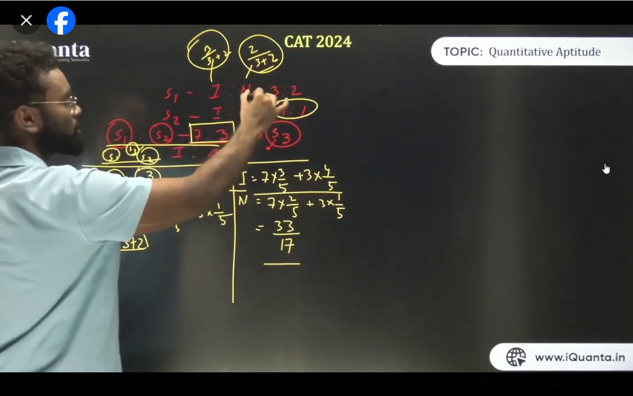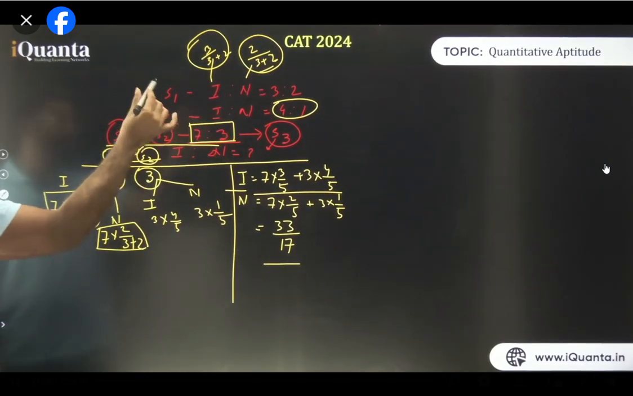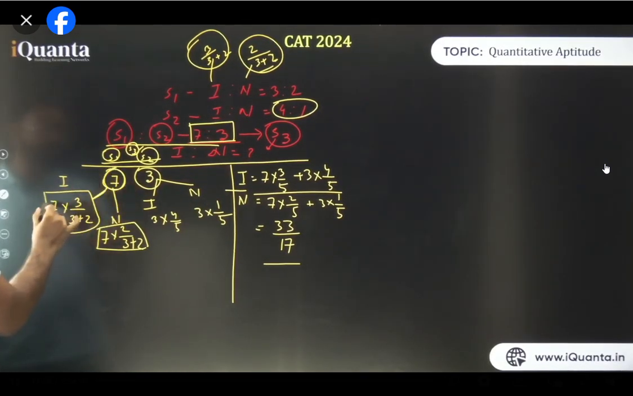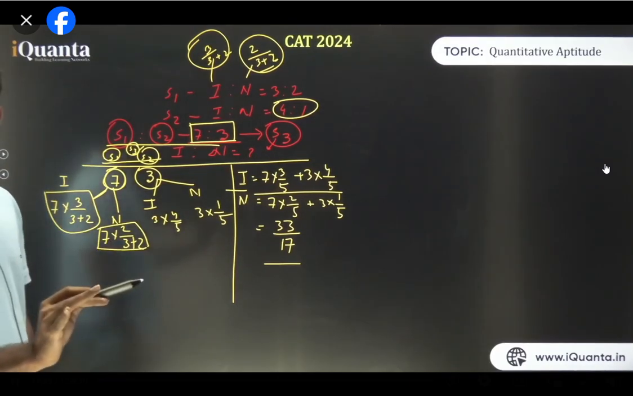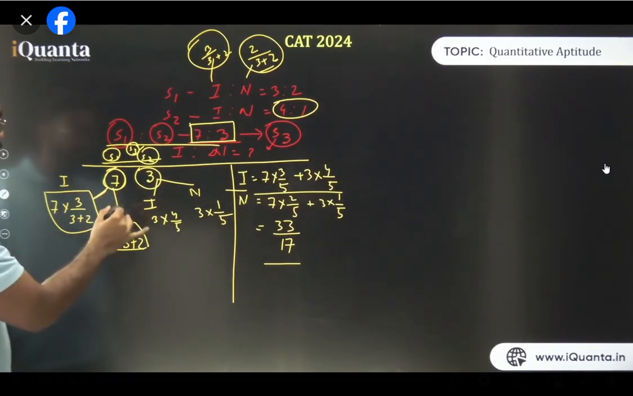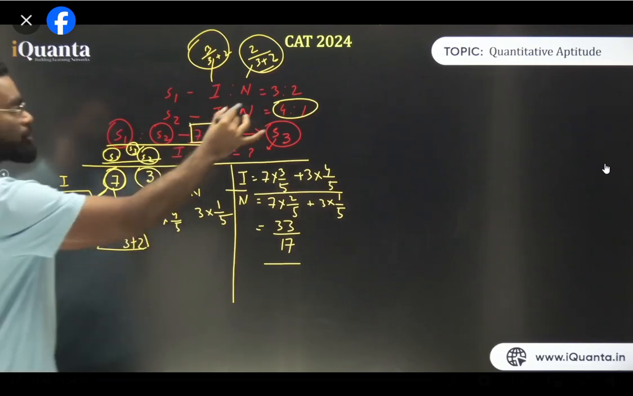That is 3 upon 5. The proportion of nickel is 2 upon 5. So if the proportion of iron is 3 upon 5, in 7 units what is the amount of iron? 7 into 3 by 3 plus 2. Clear? And it comes from the ratio. And in these 7 units, what is the amount of nickel? That is 7 into 2 upon 3 plus 2, because the ratio is 3:2.